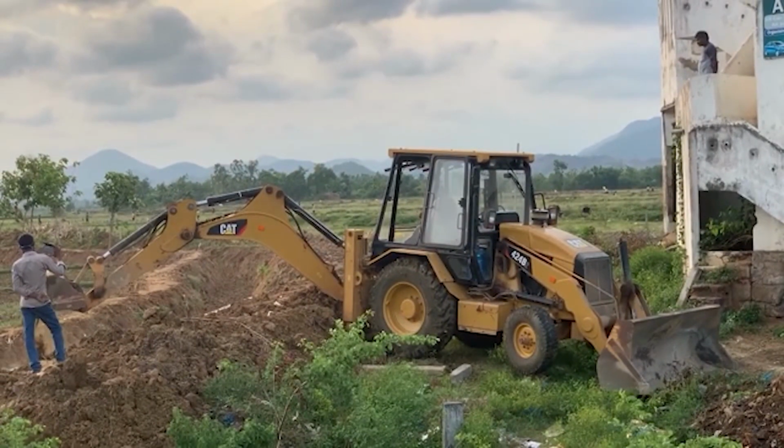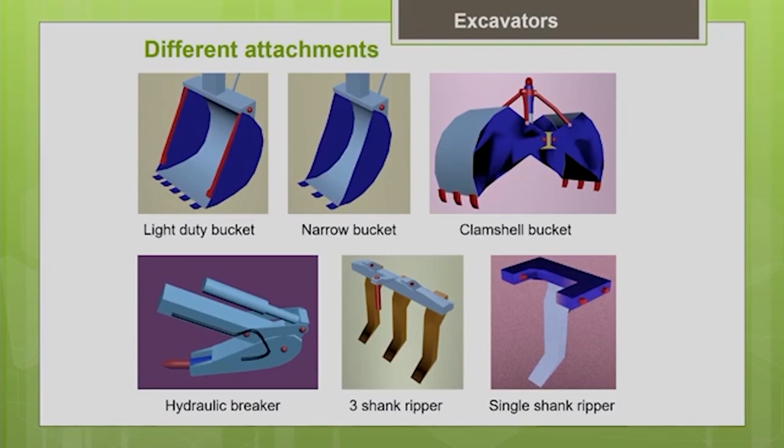So this machine, as I told you, is a very versatile one. You can go for different types of attachments with this machine and use it for different applications. Okay, so I can go for a light duty bucket. That means if you are going to handle lighter material, I can go for a wider bucket. But if you are going to handle harder material or denser material, you go for a narrow bucket with a short tip radius. So that will facilitate the digging operation.